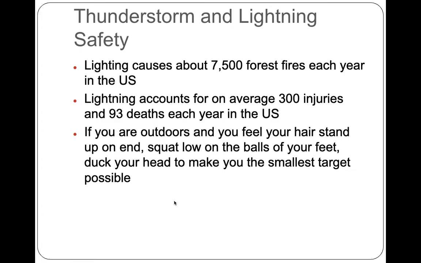So, of course, we need to talk about safety, right? That's like the most important thing here. What do we do in a lightning and a thunderstorm? So, lightning is dangerous. It causes almost 8,000 forest fires a year, which increases as the climate changes and gets warmer and we have more droughts. We've probably seen an influx in news coverage on these forest fires happening in Colorado, California, because there's not a lot of water and things are very dry. It accounts for about 300 injuries and 93 deaths each year in the United States.